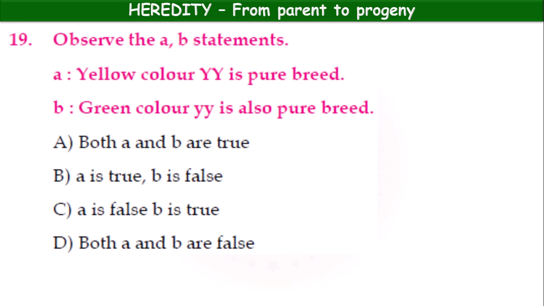Observe the A and B statements and select the option. Statement A, yellow color represented capital Y is pure breed. B, green color representing small y is also pure breed. Here the first statement is true and second statement is also true. Both A and B are true.